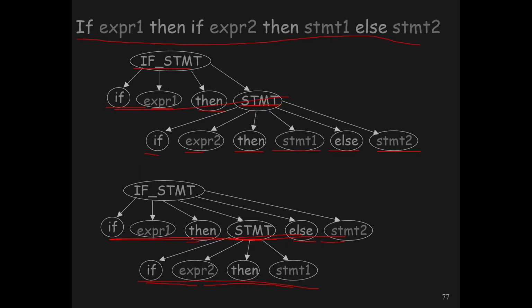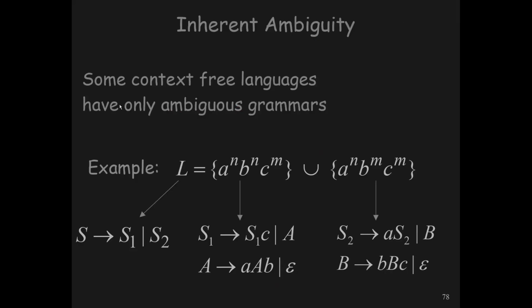Also, this is just some general information about ambiguity. We're not going to actually solve ambiguity in this course. But some context-free languages have only ambiguous grammars. There's no way to have an unambiguous way to describe the structure, so you're left with what you have here, okay?